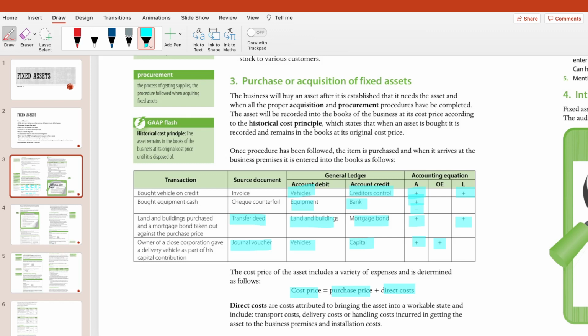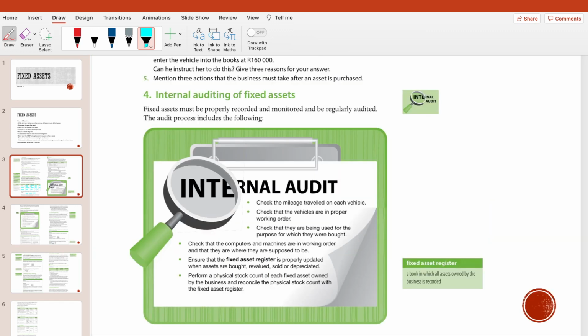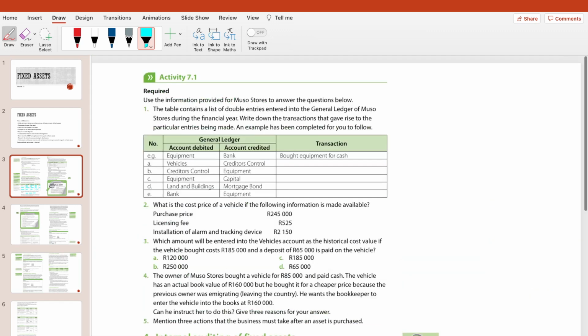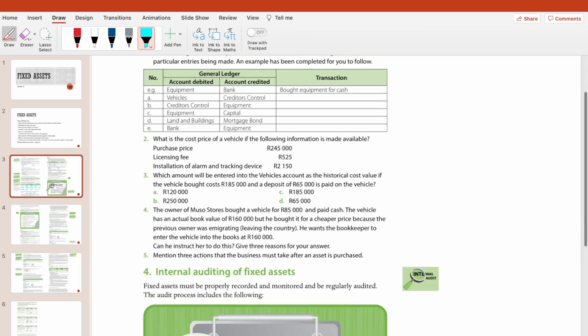If the machinery has to be implemented and installed, that would also be a direct cost that you have to remember there. There's activity 7.1. You can go exactly as we did the previous one. Remember, if you do an activity, go back to the information that we just did and do it correctly from the beginning. That will help you to understand and to practice your work properly. So you can do the activity and discuss it then also in your life lesson.